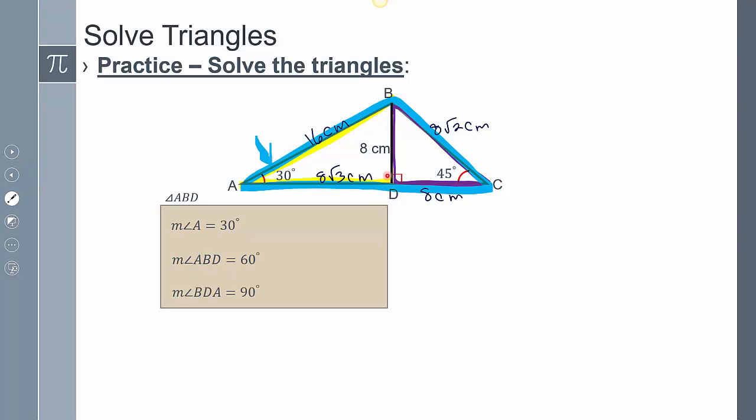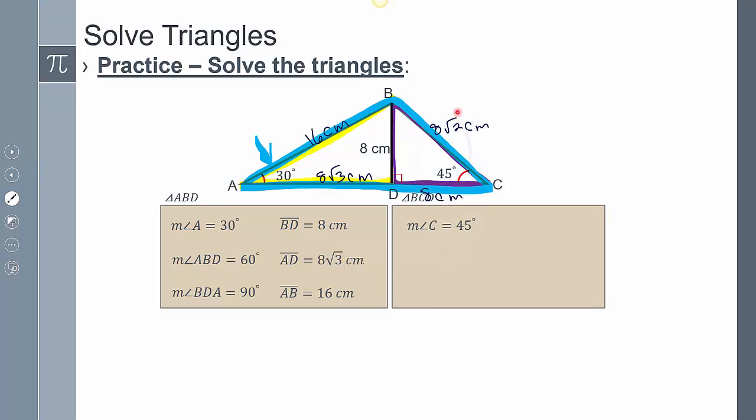And then this angle right here is 90 degrees. Well, this side, BD, I can't say side A now because is it this side or this side? I don't know. So I have to actually be more specific. So BD is going to be 8 centimeters. This is going to be 8 root 3 centimeters, and this side is going to be 16 centimeters.